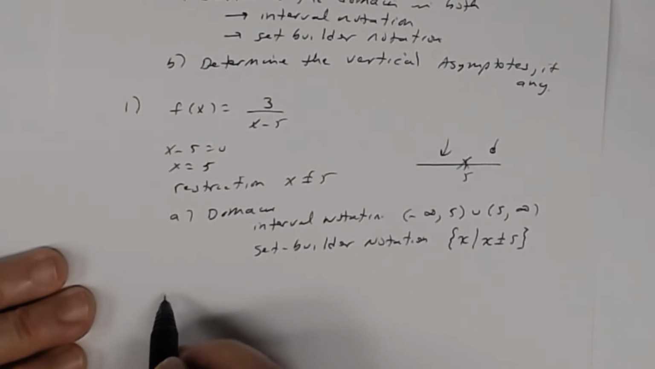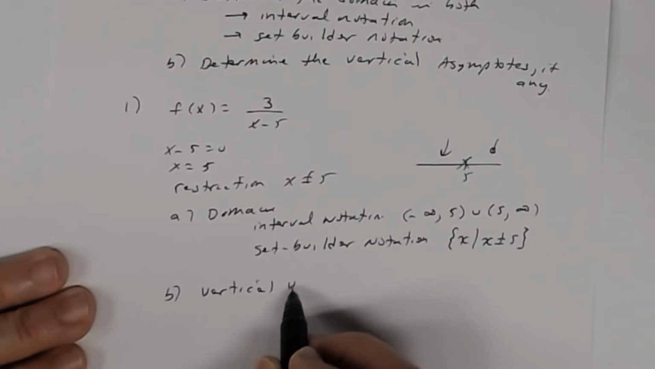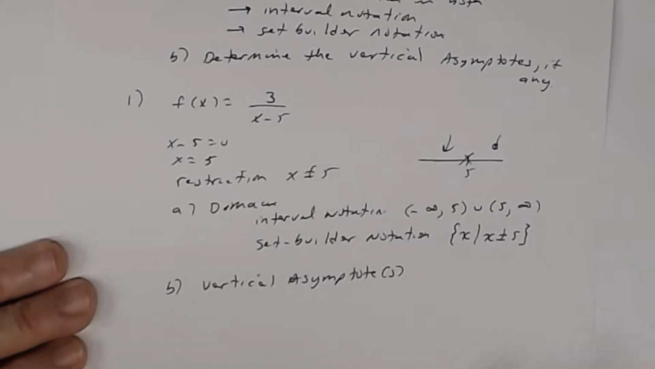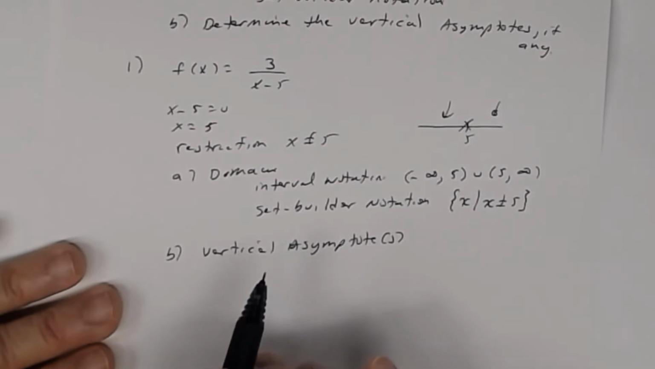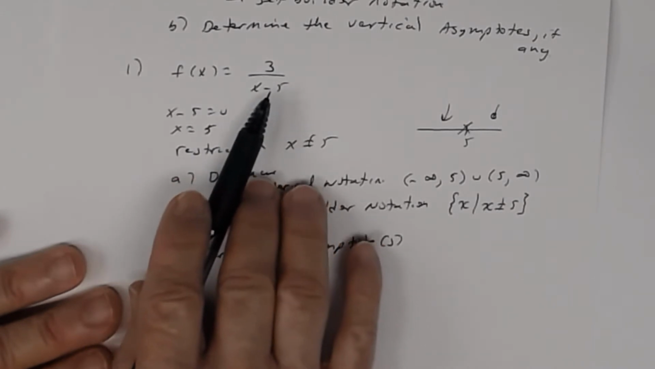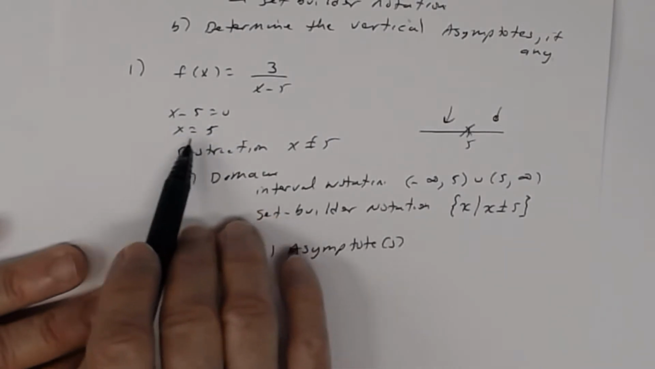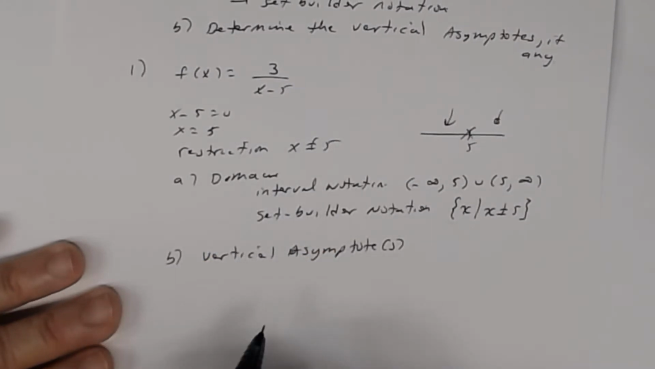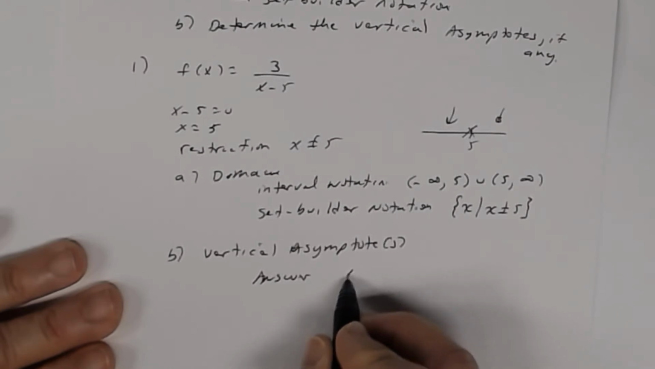Okay, now part B. You want to find the vertical asymptote. There may be more than one. The vertical asymptote corresponds with the restriction, as long as this is in simplest form. So I'm going to ask you, is this in simplest form? Yes, there's nothing that can be reduced, right? So that's simplest form. Therefore, that one restriction, and you only saw one restriction, is your vertical asymptote. So you're going to say the answer: the vertical asymptote is x equals 5.